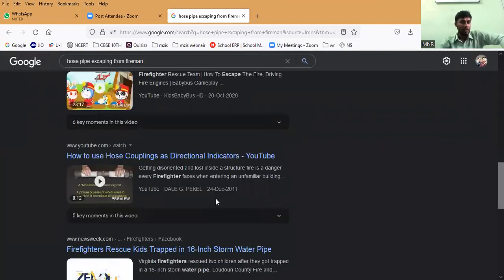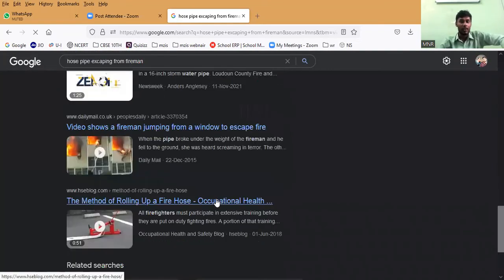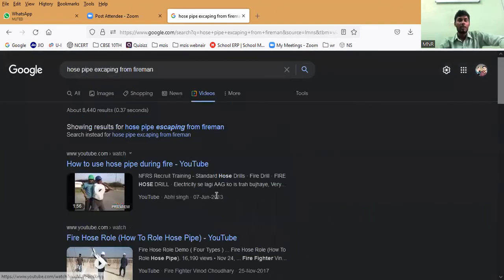Even sometimes you can notice it when real-time fire accidents happen. If the fireman forgets to hold it properly, then it will move backward, away from his hands, and will cause a lot of trouble. Okay, so that is what it is. These are all illustrations or examples of Newton's third law of motion.